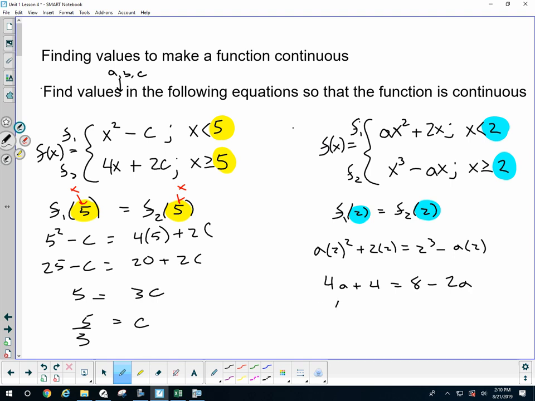So you get 6a equals 4. a is equal to 4/6 or 2/3. Anybody else get that? Yeah? Okay, good. All right, so this is a different type of problem. Same idea, though. Make sure the pieces of our piecewise function meet up.